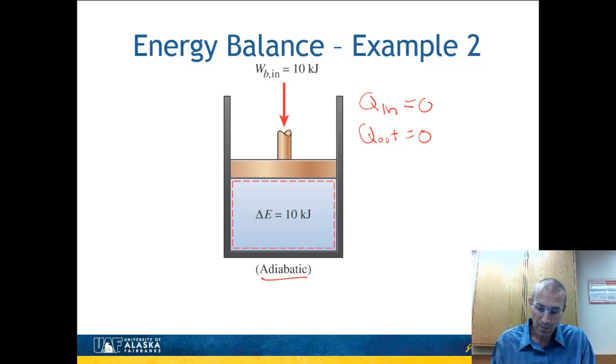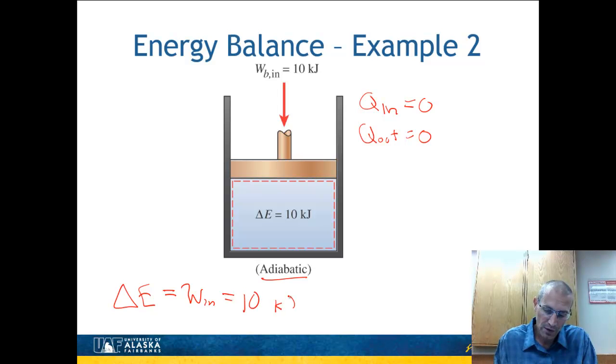So let's go ahead and write our energy balance for this system. The change in energy is going to be equal to, well, there's no heat interactions, and what we have now is a work interaction. We have boundary work going in as the system is being compressed. So that's going to be W in, and that's given as 10 kilojoules. So we realize that the change in energy of my system is 10 kilojoules.